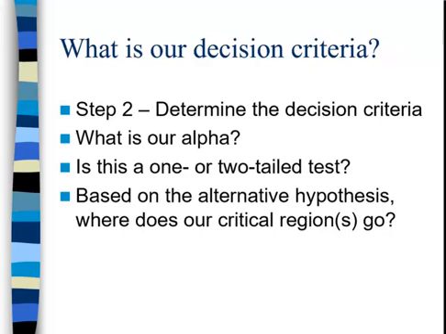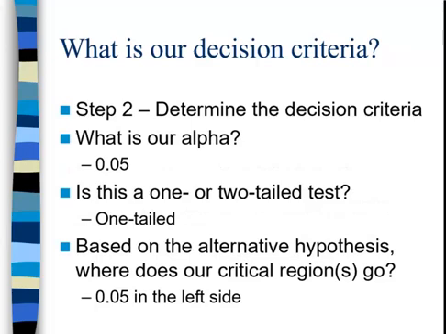And now we need to determine the decision criteria. So we'll set our alpha at 0.05. We already established it's a 1-tailed test. And based on the alternative hypothesis, where should our critical region go? And here we're only going to have a single critical region because it's a one-tail test, right? So 0.05, one tail. And because it's a less than sign, that means all of our alpha is going to go to the left of the mean in our distribution. So all the 0.05 is going to go on the left side.